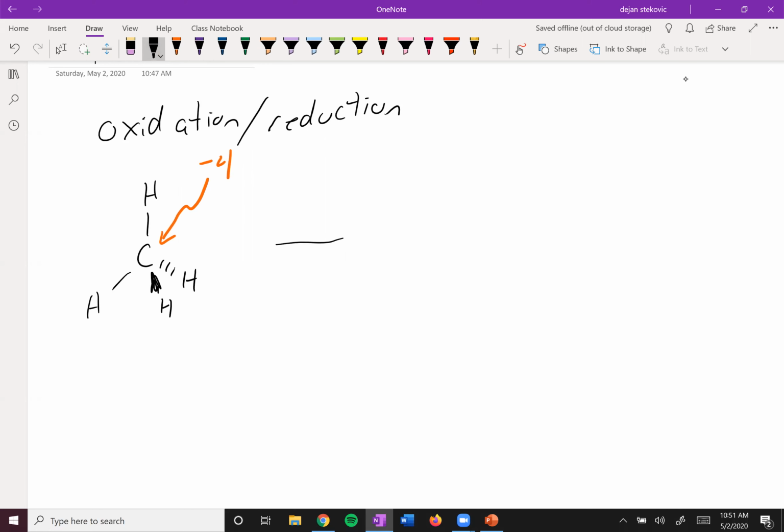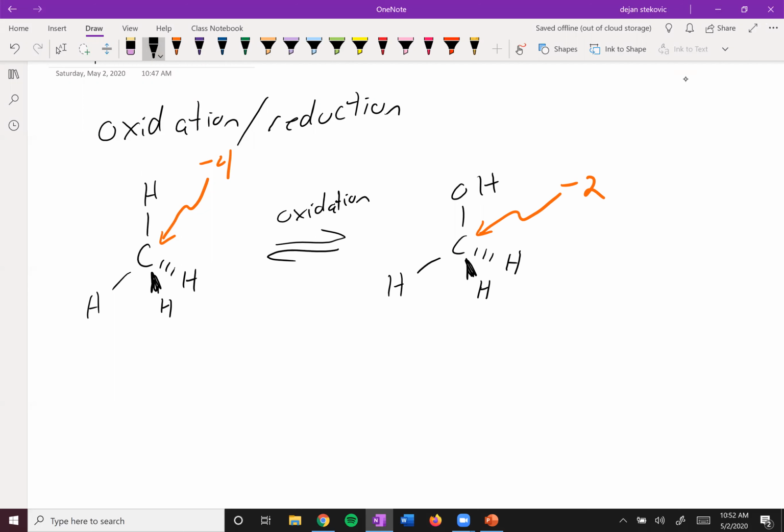And so we could react it to maybe form methanol over here. So now we've got an OH here. And if you think about the oxidation state of this carbon right here, it's going to be -2. So going from -4 to -2, we have oxidized our compound. So this is oxidation. And we could go the other way around and say reduction.